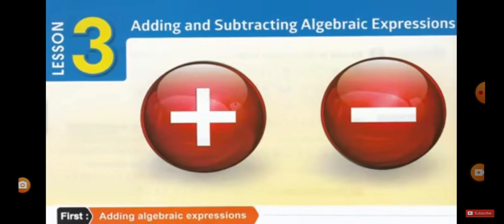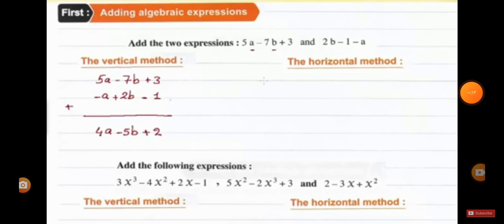This is a new video for a new lesson, adding and subtracting algebraic expressions. Adding expressions means the same as adding numbers, but with expressions. As we took before, an expression may contain one term, two terms, or three terms.